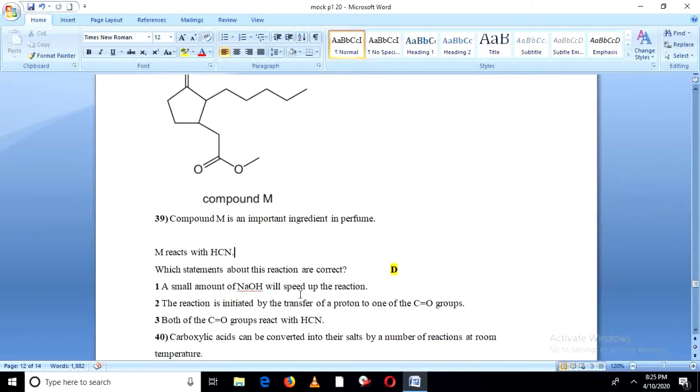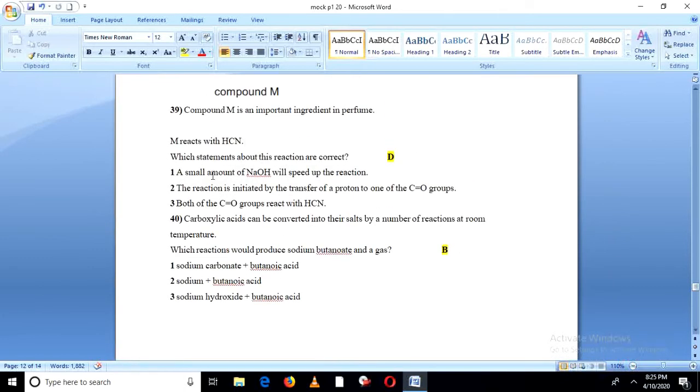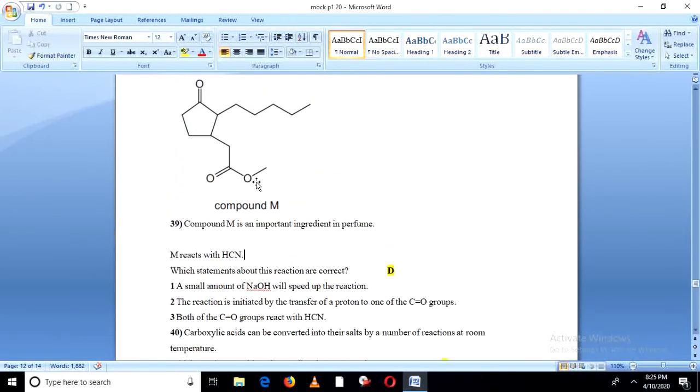Our best suited option would be D. The reason behind that is that D means only the first statement is correct. In the first statement he was saying a small amount of NaOH will speed up the reaction. Yes, this would happen because when NaOH reacts with HCN, water would be formed along with cyanide ion in the form of dissolved NaCN. We know when HCN reacts with carbonyls, cyanide ion is used to react with the carbonyl carbon first. So we have to produce the cyanide ion first. So our first statement is correct.